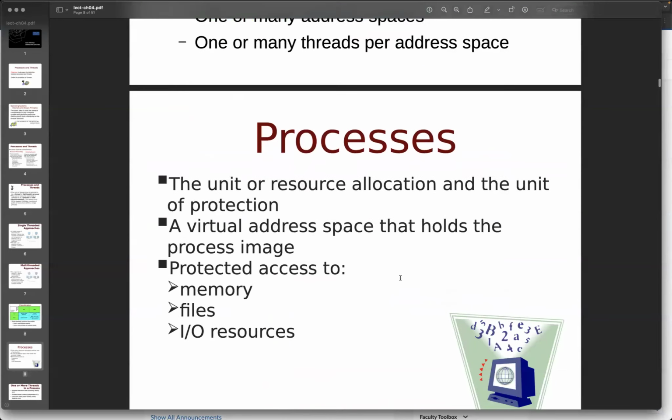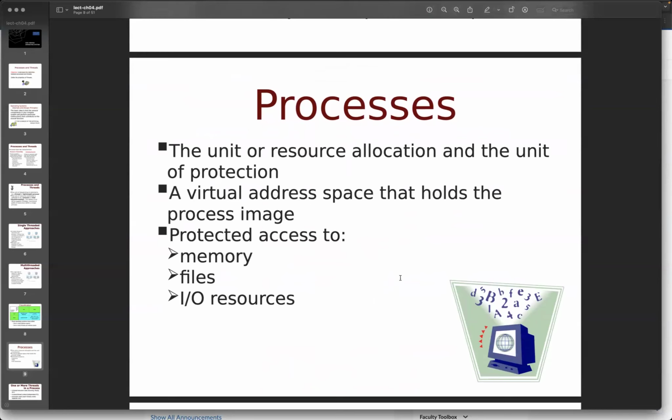Okay, for the process, it is the unit of resource allocation and the unit of protection. And also we have the virtual address space that hosts the process image. You will remember, when we talked about what a process image is, if you recall the previous slides, inside we have a PCB, all the state information, all the data. So that's all this.